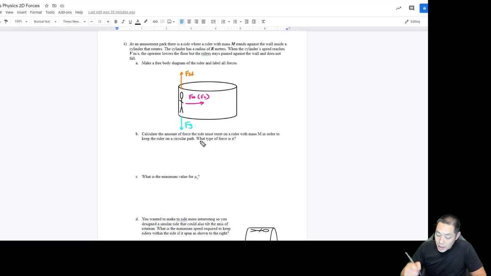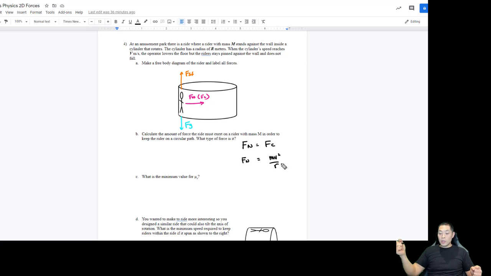Okay, it says calculate the force the ride must exert to keep them in place. So you have Fn, that has to equal Fc, right? So you have mv squared over r, which is equal to Fc. You have Fn, which is equal to mv squared over r.